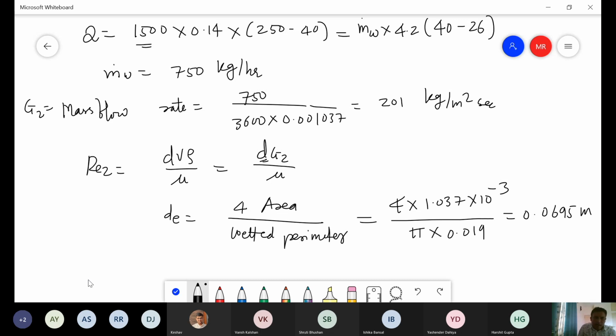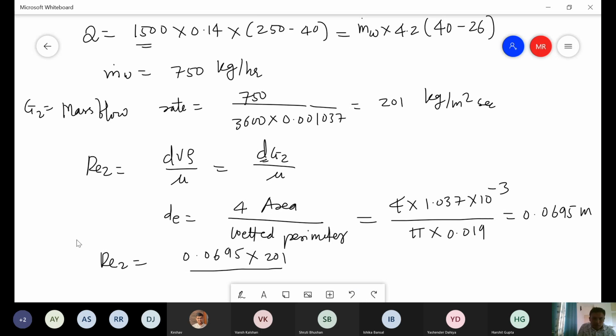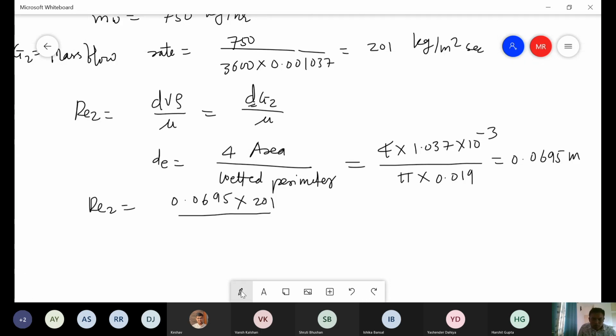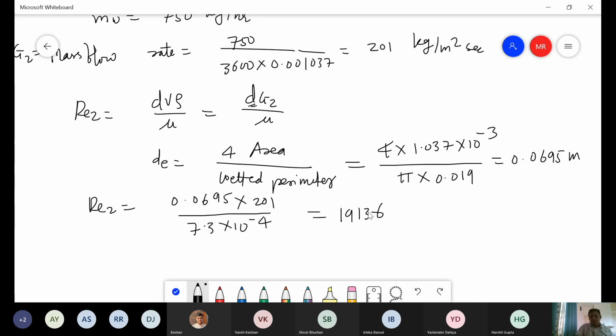Now based on this equivalent diameter, we have to calculate the Reynolds number 2, RE2. That comes out to be 0.0695 into G2, which is 201, divided by the viscosity of the water. Viscosity of the water is already given in the problem statement. So that is 7.3 into 10 raised to power minus 4. So this comes out to be 19136. Okay.